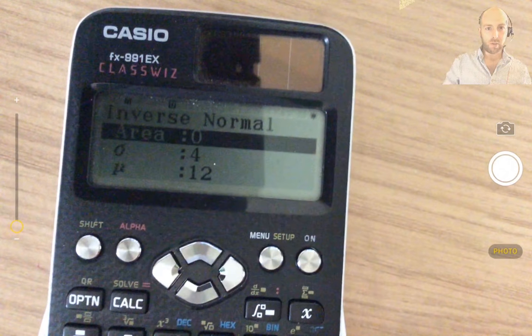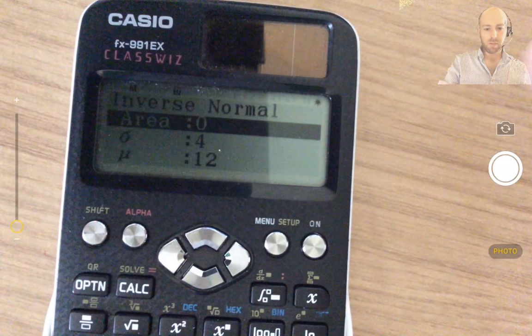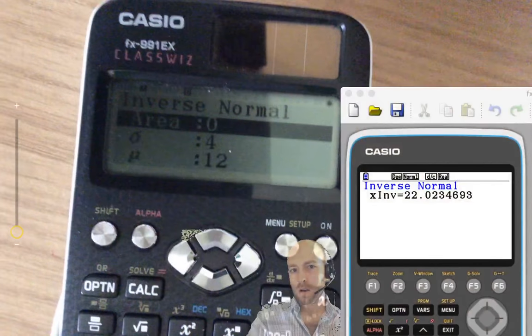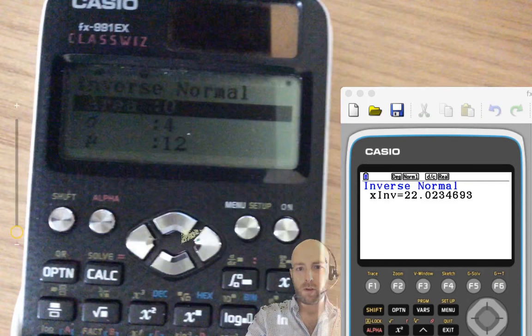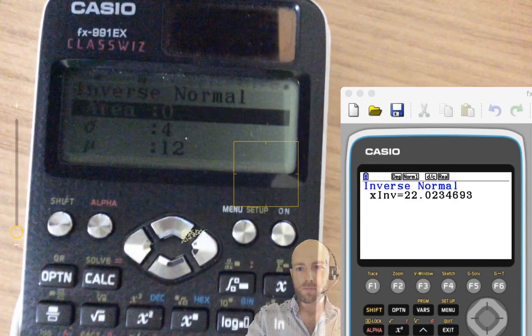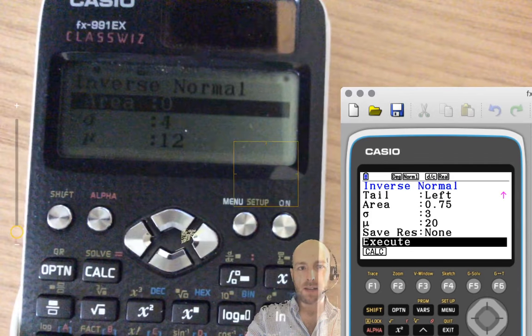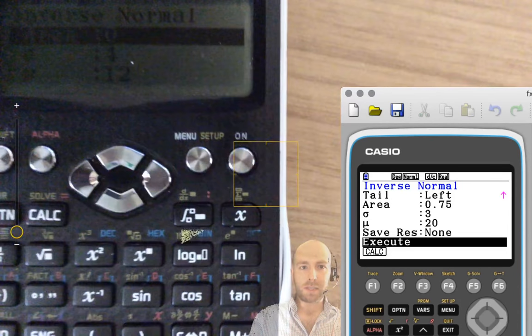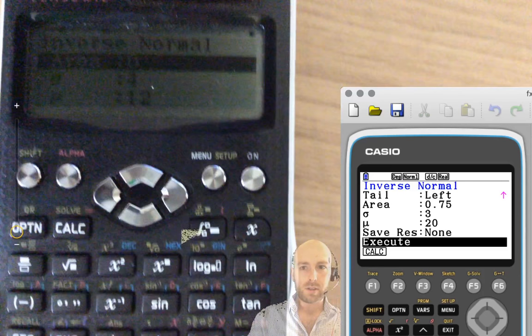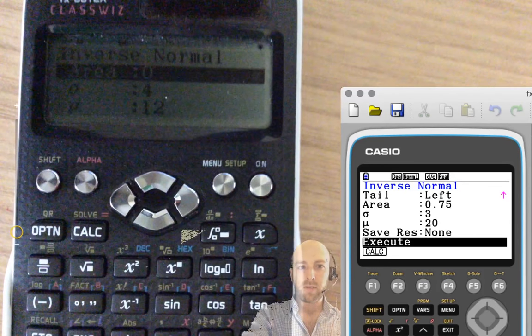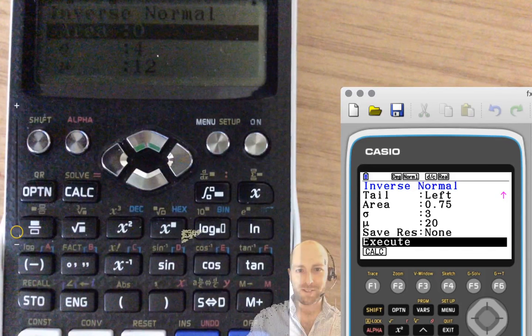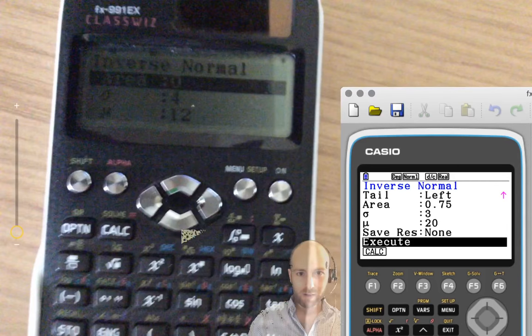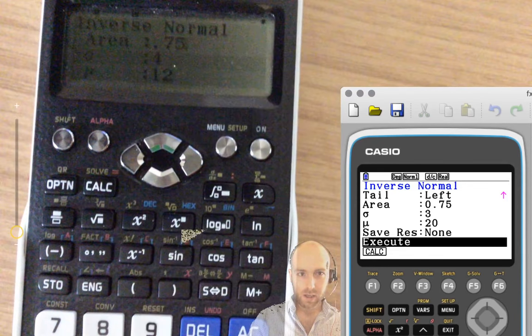Whereas on the other one, it asked me, can I bring the other one back? Yeah, I can. So on the graphical, it asked me for tail, area, mu, and sigma. For this one, it doesn't say tail because it's always assuming it's a left-handed tail. So for this question, it doesn't matter. We can just put 0.75 in. Oh, I'm typing into the wrong calculator. 0.75, 3, and 20.